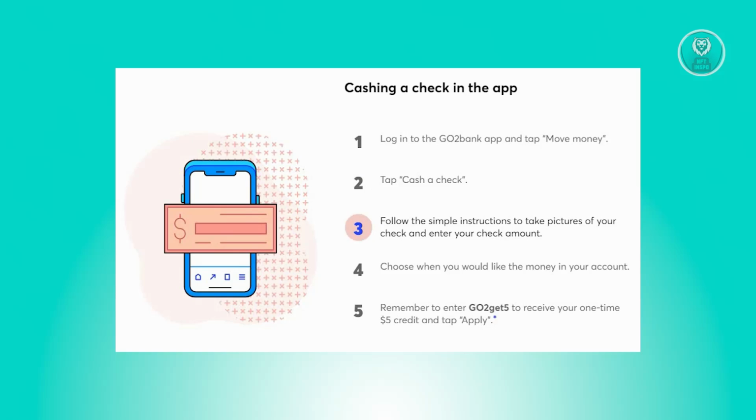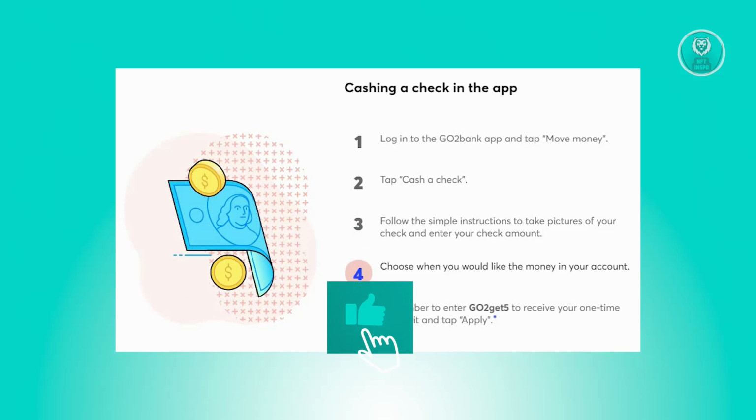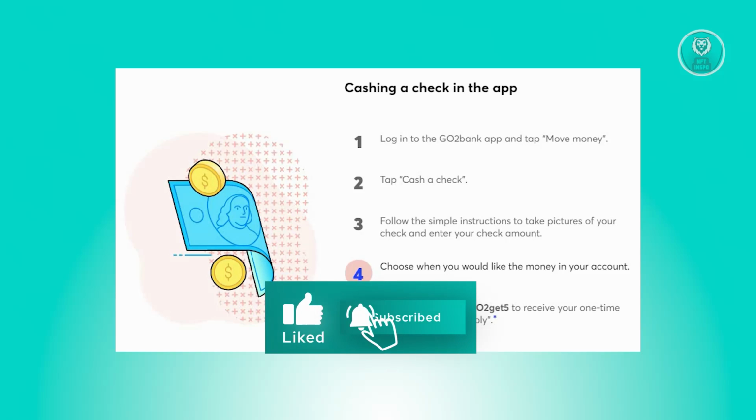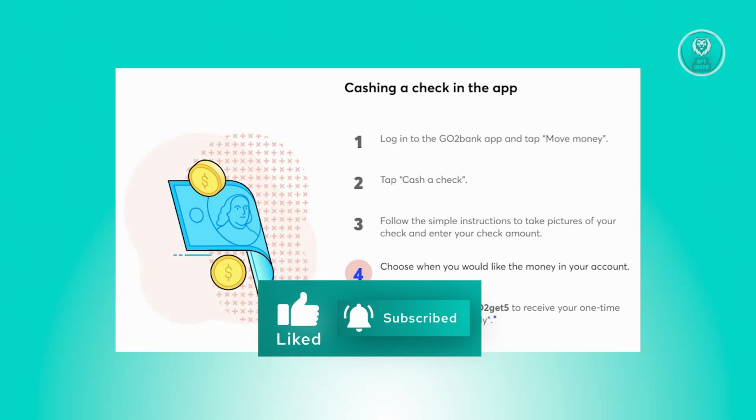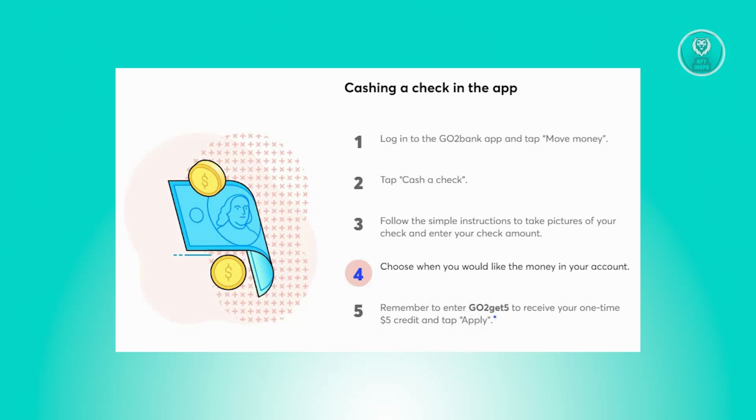So follow the instructions to capture the clear images of both the front and back of your check using your phone's camera. Additionally, enter the precise amount mentioned on the check. Once you've successfully captured the check images and entered the amount, you'll be prompted to select when you want your funds to be available in your account. Choose the timeline that best suits your needs.